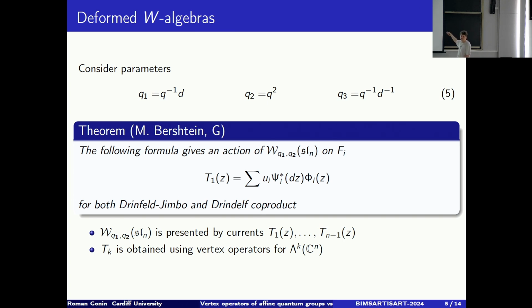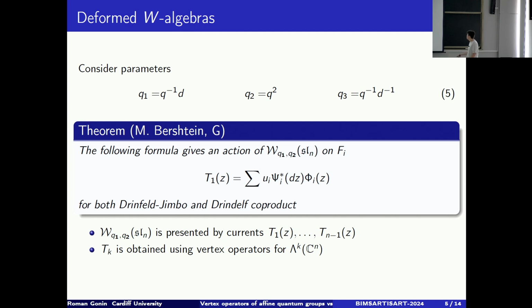Q1 appeared in relations of W algebra. So there are no toroidal algebras so far. They will appear later, right? D is just a parameter. I mean, W algebras are closely related to toroidal algebras, so in a sense, toroidal algebras already appeared.